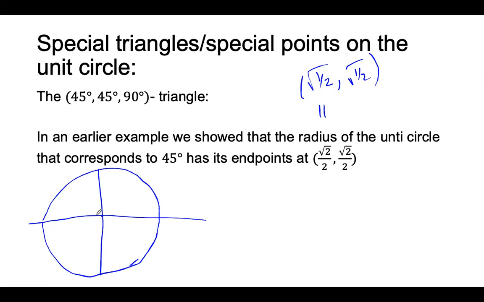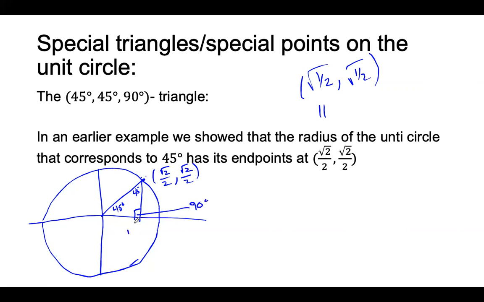So this means at a 45-degree angle, this is also 45 degrees, and this is 90, because the whole interior of a triangle's angles have to add up to 180 degrees. So this point here is the square root of 2 divided by 2. This is the square root of 2 divided by 2. This is, of course, our 90.